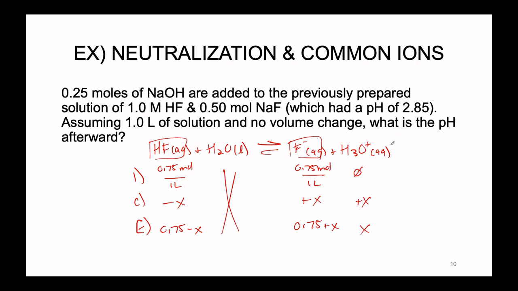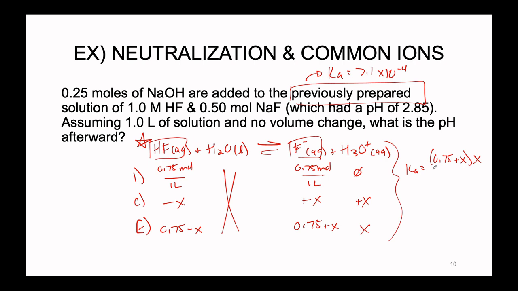The Ka for this reaction, because it is a previously prepared reaction, is going to be the equilibrium constant of the weak acid that is of interest to us. Our Ka is equal to 7.1 times 10 to the negative 4. And the concentrations we can plug into our equilibrium expression in much the same way as before: product concentrations in the numerator, all divided by reactant concentrations. So 0.75 plus X, all times X, divided by 0.75 minus X.